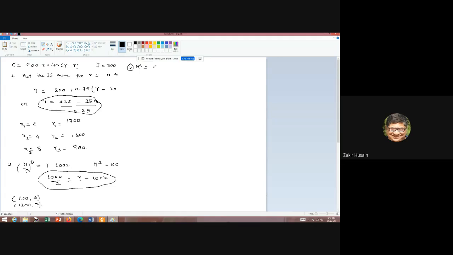Suppose money supply is now 1200. So the IS curve is 475. This is the new IS curve. But money supply has gone up to 1200. So that means you have the new LM curve. So what is Y and R?